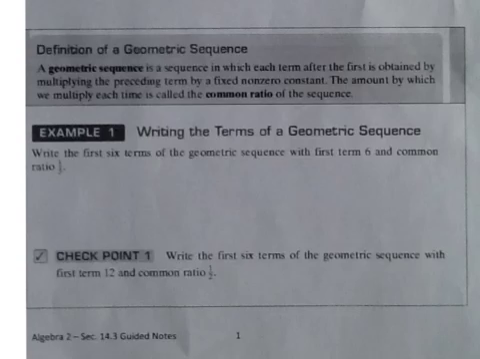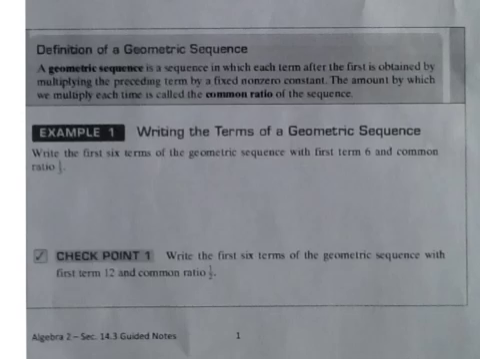So, let's look at the definition of a geometric sequence. A geometric sequence is a sequence in which each term after the first is obtained by multiplying the preceding term by a fixed non-zero constant. The amount by which we multiply each time is called the common ratio of the sequence. So, like in our arithmetic sequences where we're adding something each time, this time we're going to be multiplying by a common ratio each time.